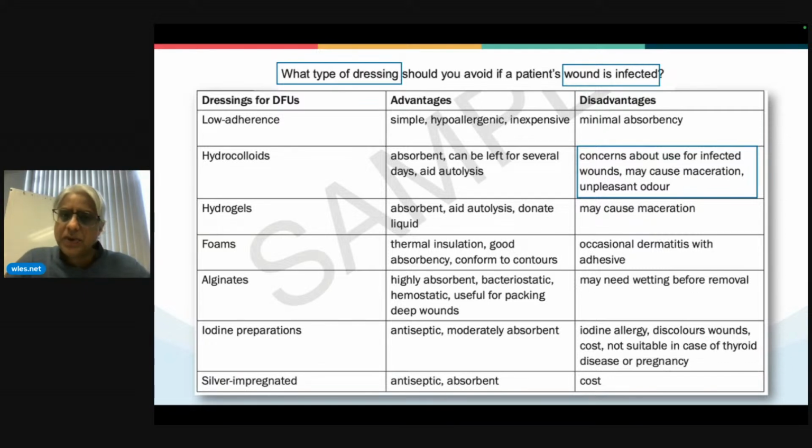Remember to understand the question, though. It says avoid as well, a type of dressing to avoid. Even though I haven't underlined it, I'm going to keep that in my head, but I'm going to scan for infected wound. I can find it here, and you can see hydrocolloids, if I'm pronouncing it correctly. Hopefully I am. And that's the answer.